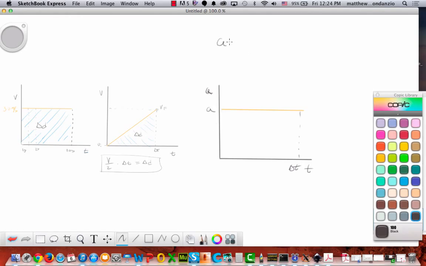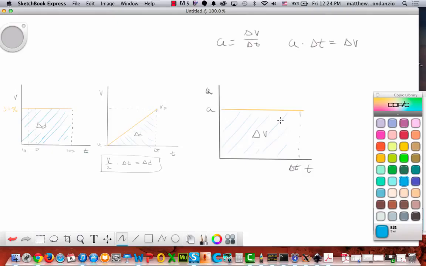So acceleration is equal, what did we say acceleration was equal to generally? What was the initial equation? Right, change in velocity over change in time. So if I solve for delta t, acceleration times my delta t is going to equal what? My delta velocity, right? So this is going to be my change in velocity under here, right?